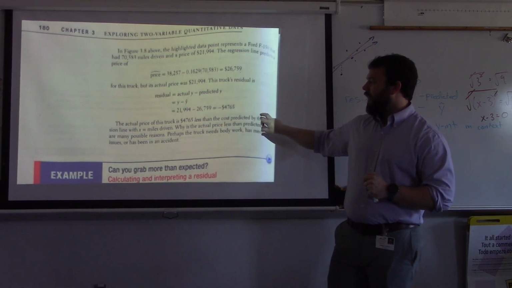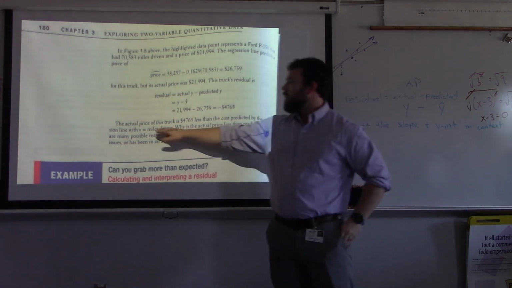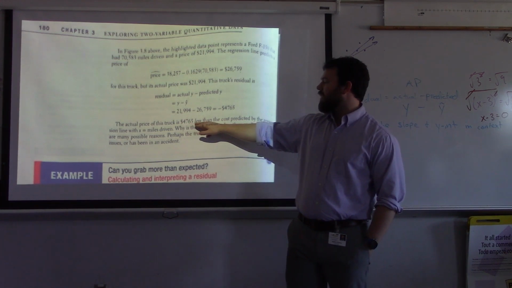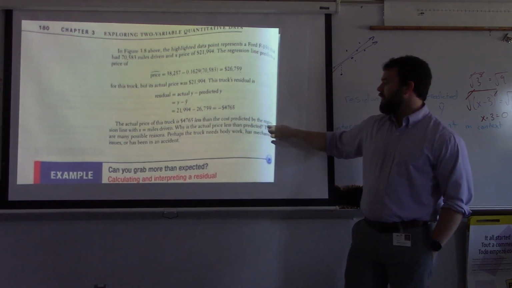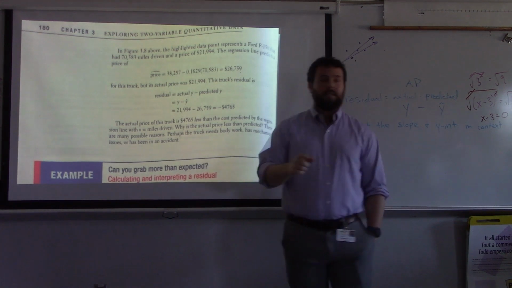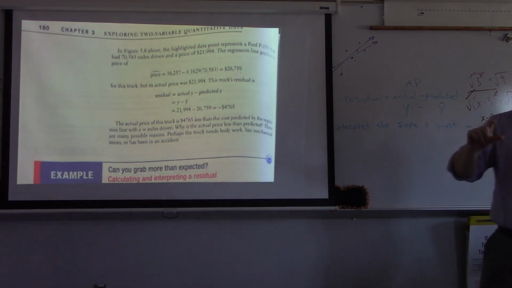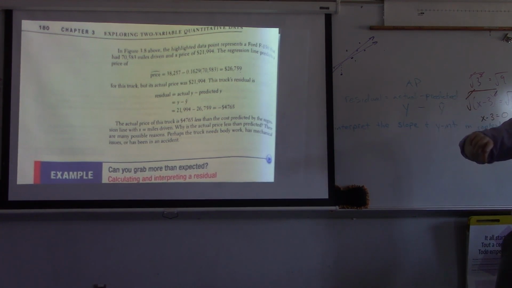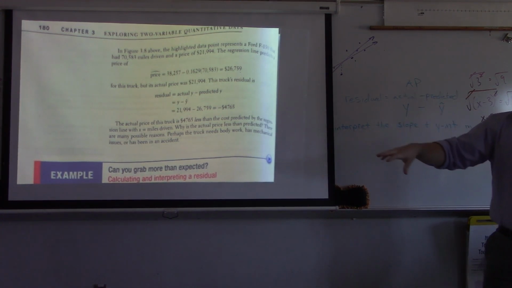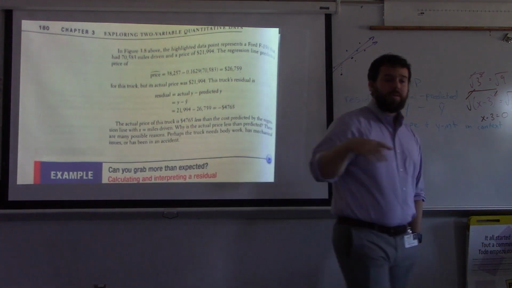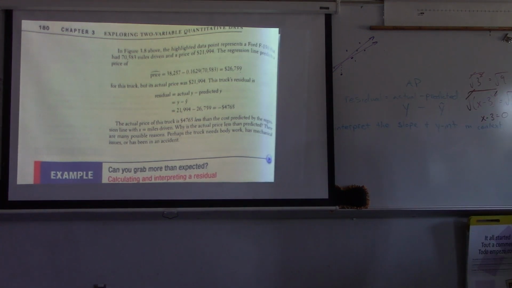So here's how it's actually interpreted. The actual price of this truck is $4,765 less than the cost predicted by the regression line. That's how you interpret it, right? So the residual is this much more or this much less than what was predicted by the regression line at this input. I would make a note of how to interpret, because you got to know how to do that either for multiple choice or for free response. It regularly shows up, right?